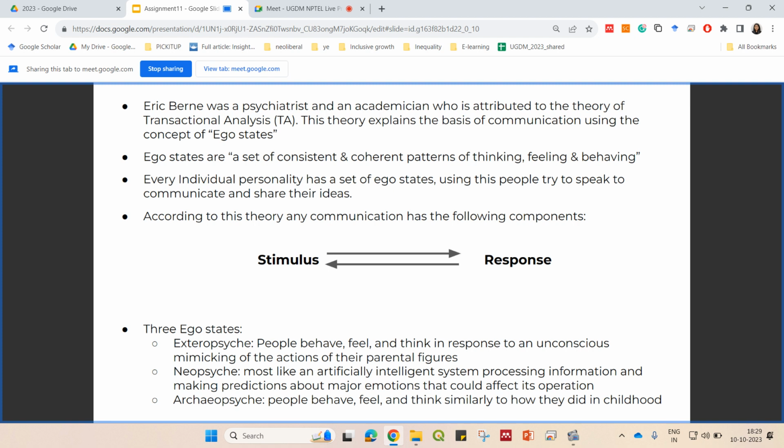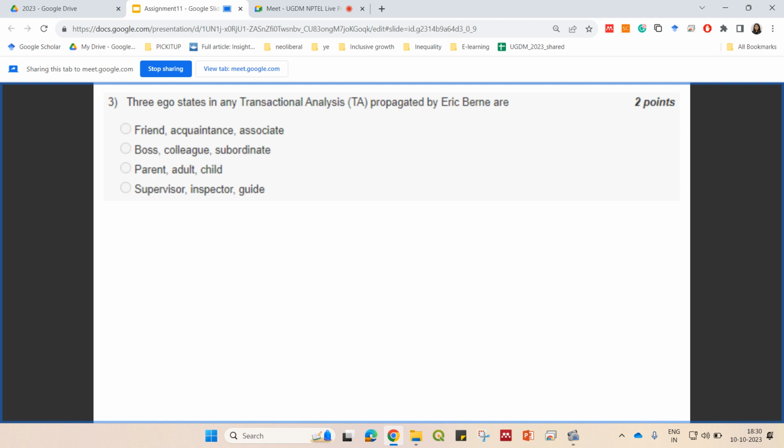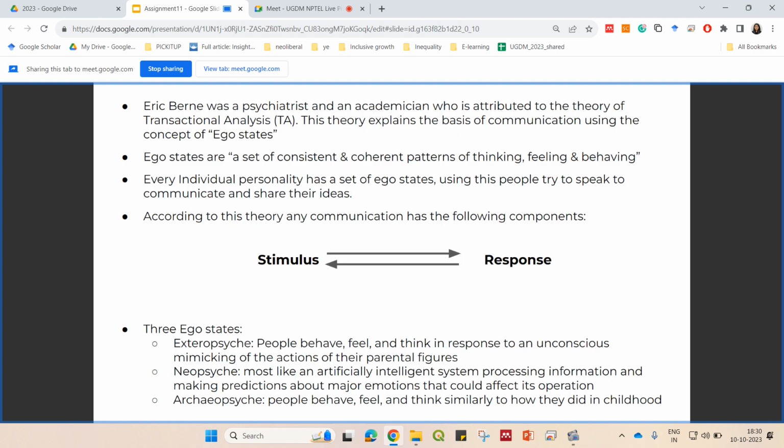Every individual personality has a set of ego states, which this question talks about. Using this, people try to speak, communicate, or share their ideas. In different circumstances, people use different ego states for communicating their ideas. Based on different stimuli, the response of people is different, and the ego state in which they are while giving that response will be different.